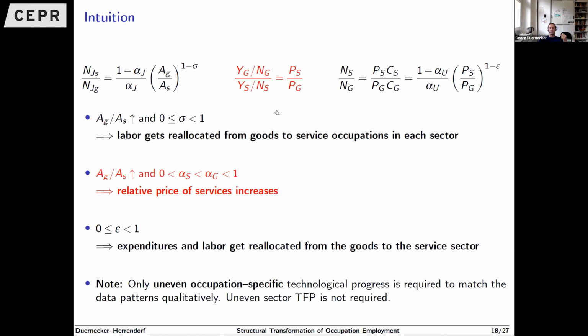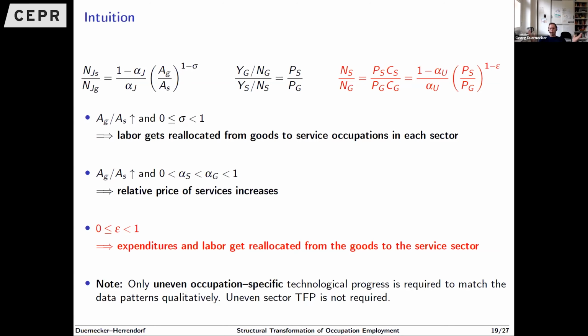And due to the standard inverse relationship between labor productivity and relative prices, this leads to an increase in the relative price of services. When the relative price of services goes up, and epsilon, the substitutability between goods and services, is between 0 and 1, this leads then to a reallocation of resources, namely of employment and of expenditure, from the goods sector to the service sector, something that we observe in the data.